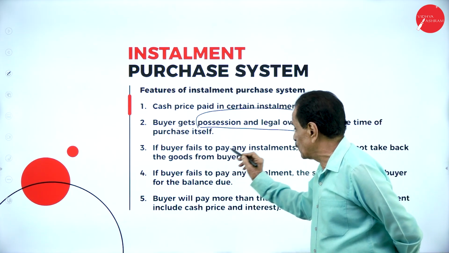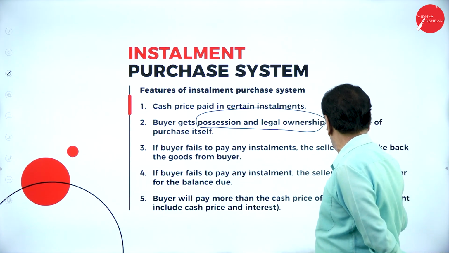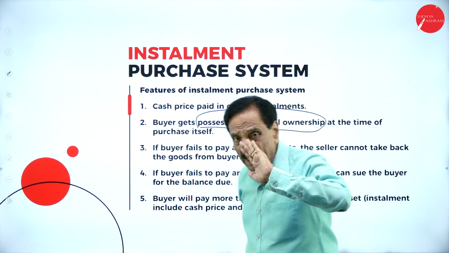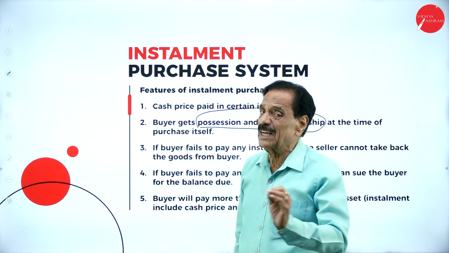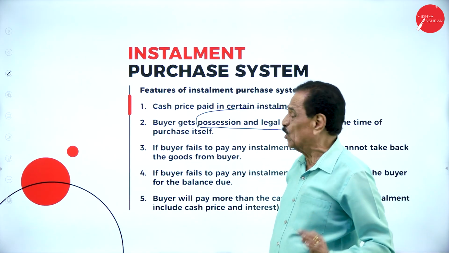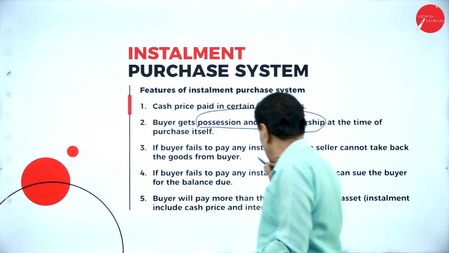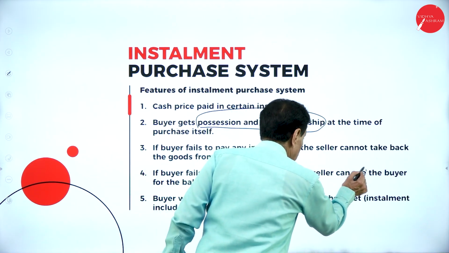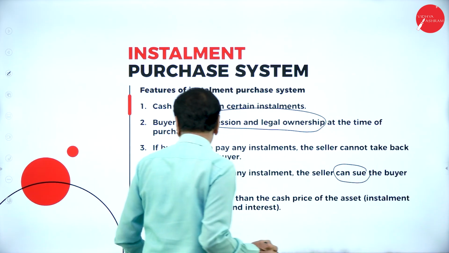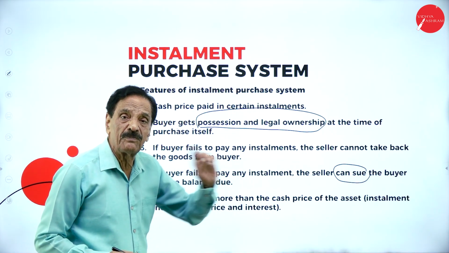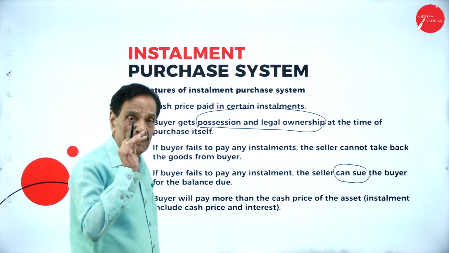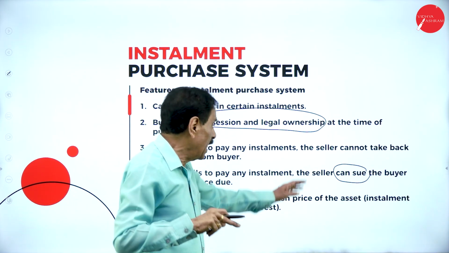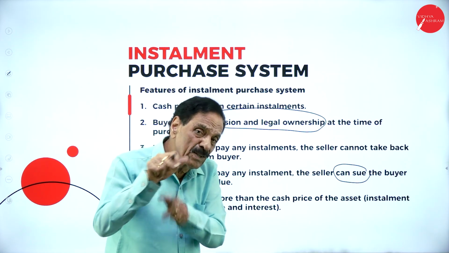If the buyer fails to pay any installment, the seller cannot take back the goods from the buyer. If the buyer fails to pay any one of the installments, the seller is not in a position to take back the goods. The seller can sue the buyer for the balance due in the court of law. He can go to court and sue the buyer, but he cannot take back the goods.